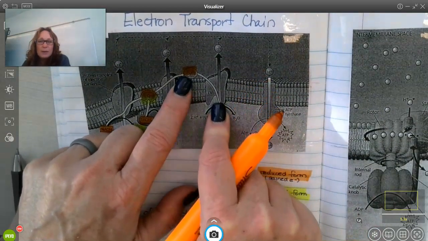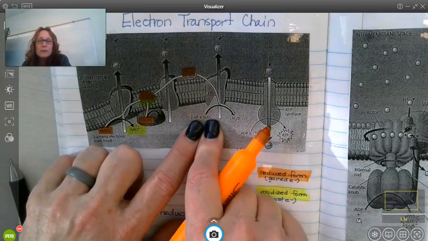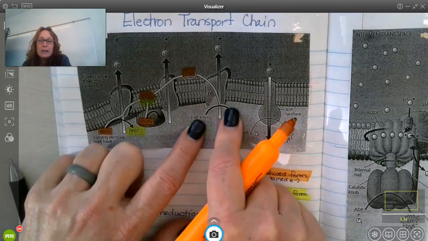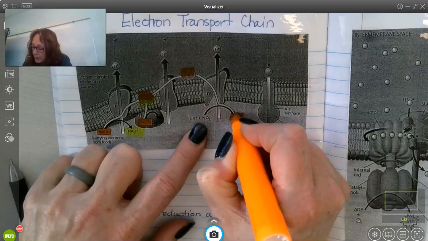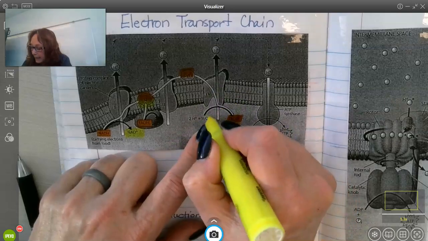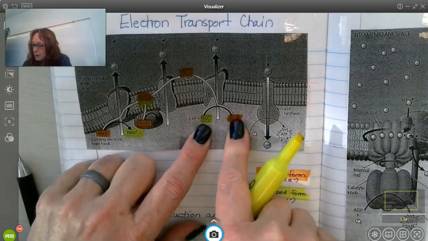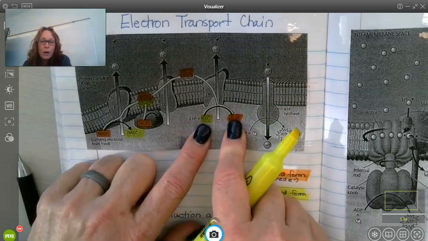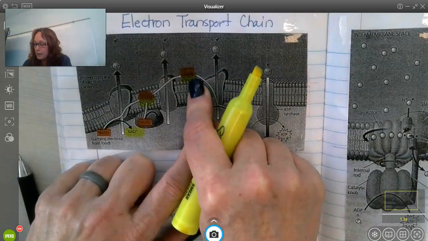C is going to give the electrons to oxygen. Oxygen is going to gain the electrons. So when oxygen takes the electrons, it becomes water. Okay? So this is the reduced form. When it did not have the electrons yet, it was in its oxidized form. So when oxygen took the electrons from C, it became water. C was oxidized. It lost its electrons.